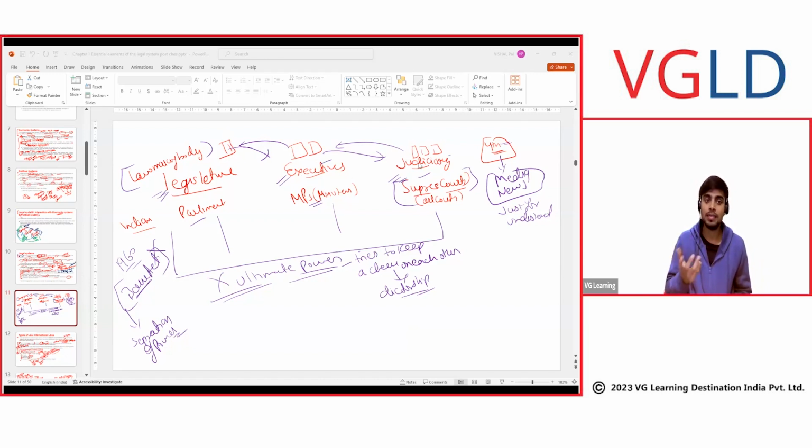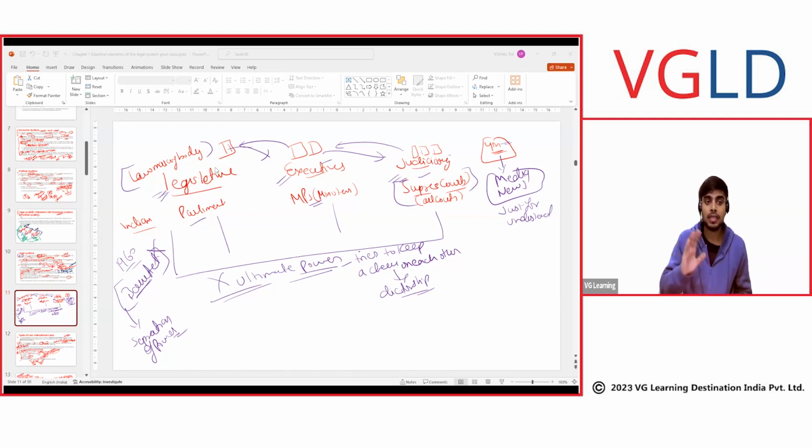Judiciary, we know that this is basically court that interprets the law, and based on the interpretation of the law, makes decisions. And based on this judiciary, we will further define what is common law and civil law. That will be discussed later.